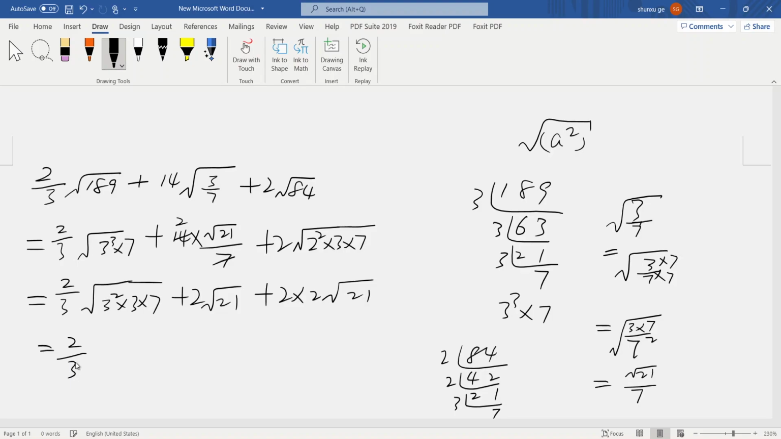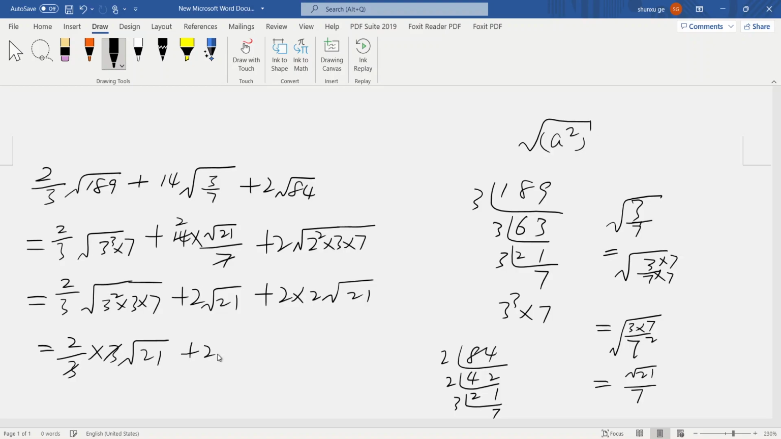Two over 3. So we can take this 3 out. Times 3. 3 times 7, 21. So this 3 and this 3, the position is the denominator. This denominator, we can at the same time divide by 3. So this here becomes 1, here becomes 1.